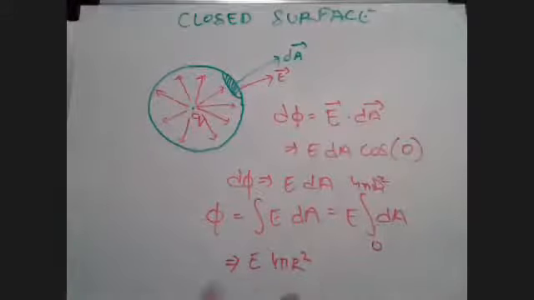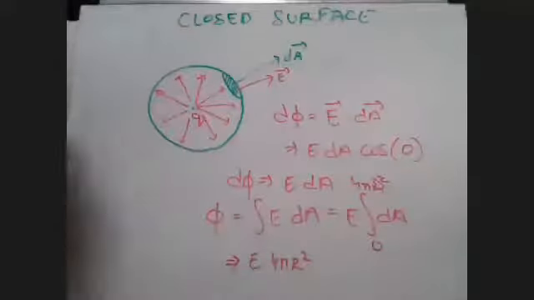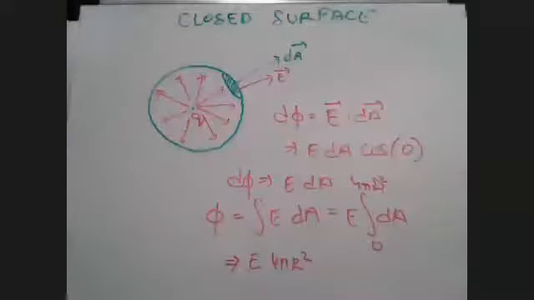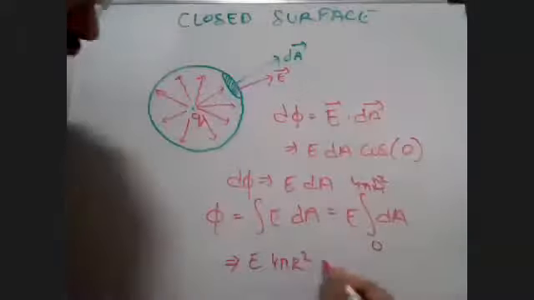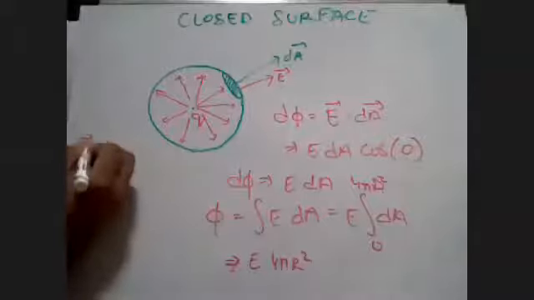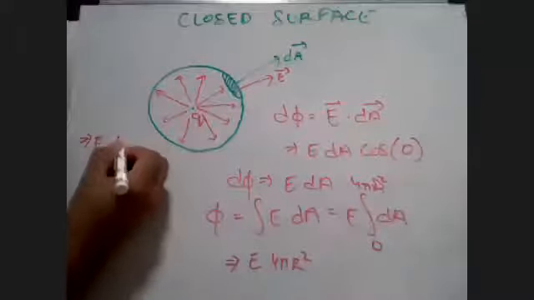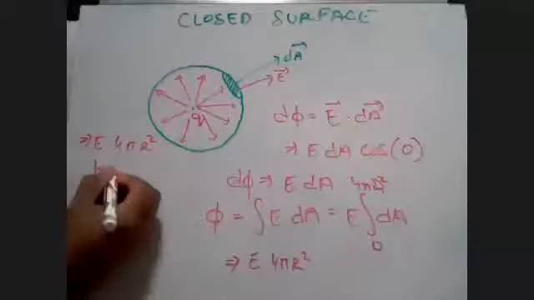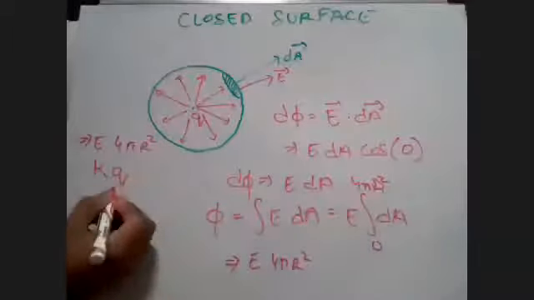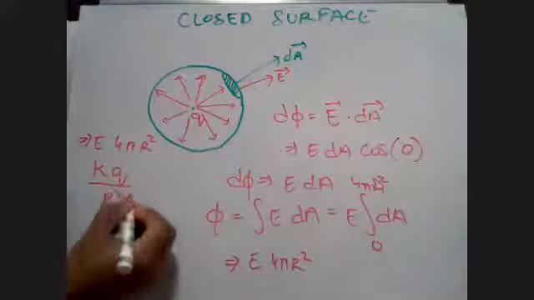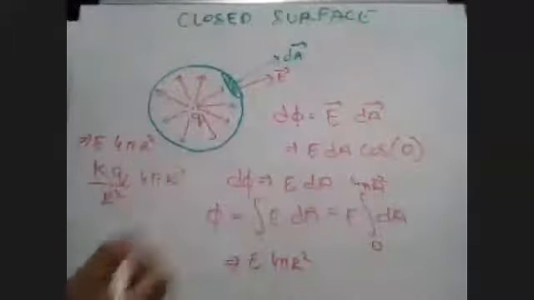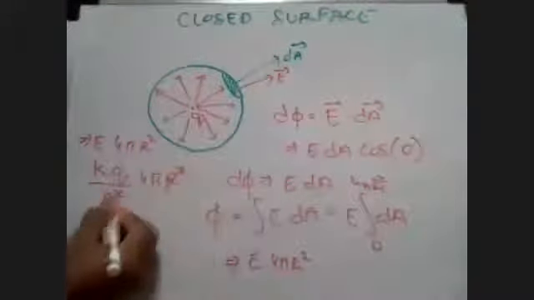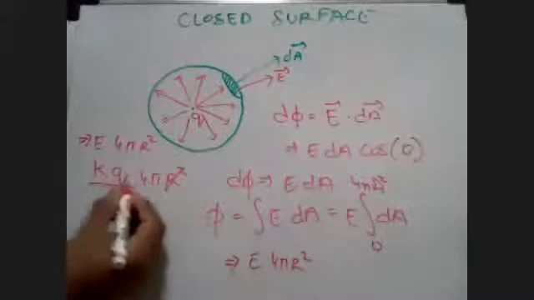Okay. E into 4 pi R square is the flux, Q by epsilon naught. Very nice. So electric field, I'll write it here. So that is E into 4 pi R square, and E is what? KQ by R square, into 4 pi R square, and so R square got cut. Now we got KQ into 4 pi.